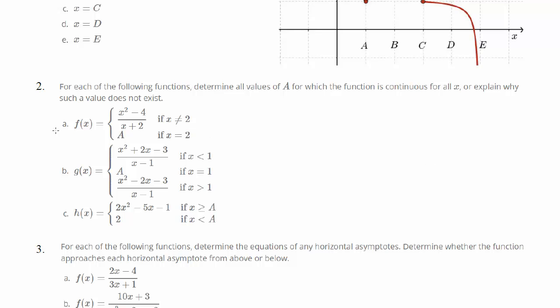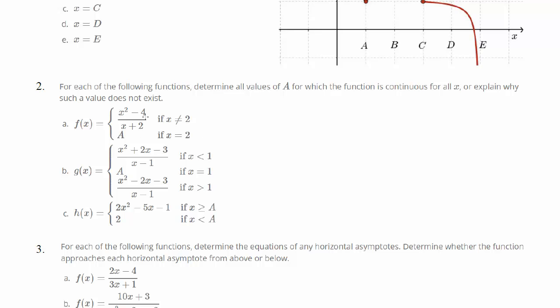And so I'm looking at question number 2a in our assignment, and it's given us a piecewise defined function. It says x squared minus 4 over x plus 2, as long as x is not equal to 2, and I think that might be a typo. And then we need to choose a value of a when x is equal to 2 that's going to make this thing continuous.